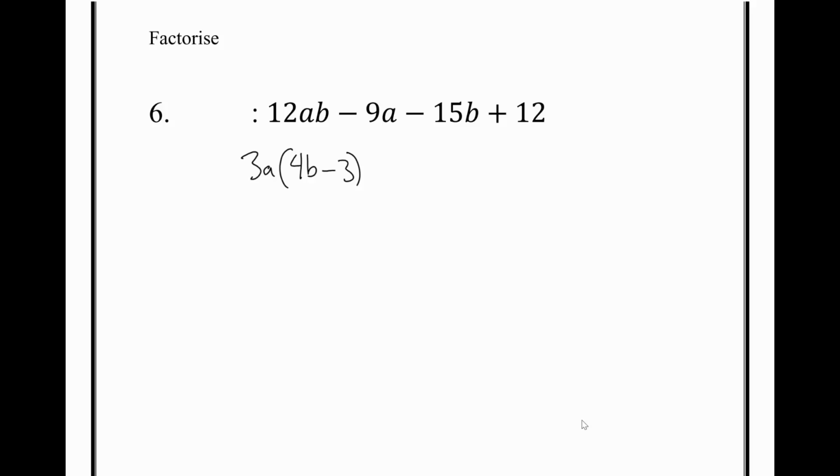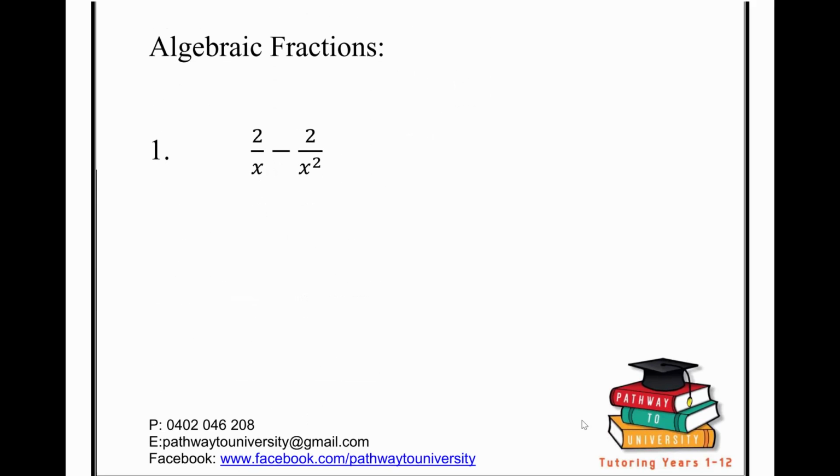With the second pair, we have minus 15b plus 12. Let's just go ahead and take out the 3, which is common in both. There is no variable common, so we simply take out the coefficient. And remember that it is a minus 3, which means that the plus 12 will be divided by minus 3 to give us minus 4. And we'll just leave it at that.